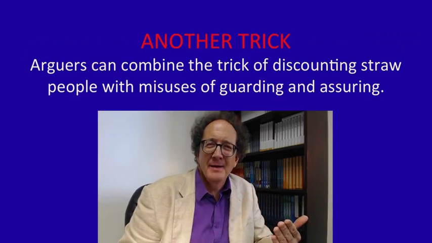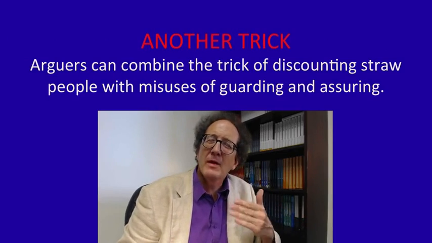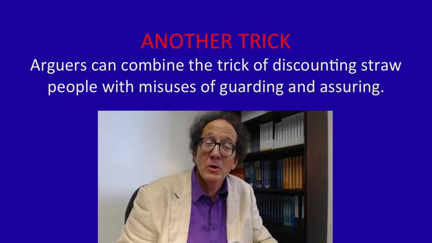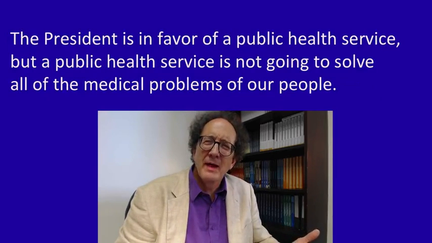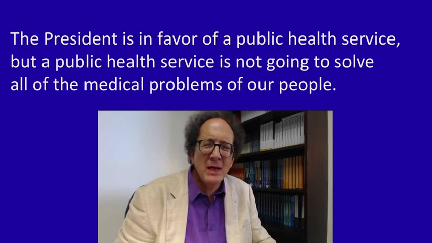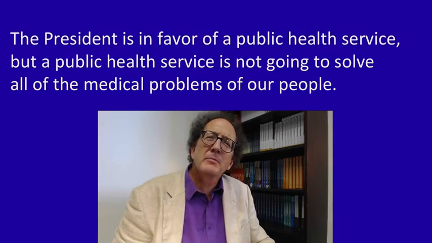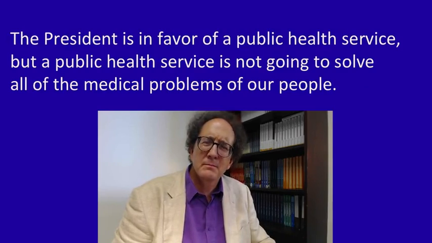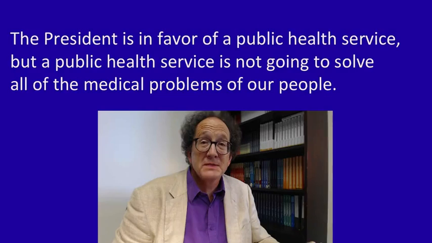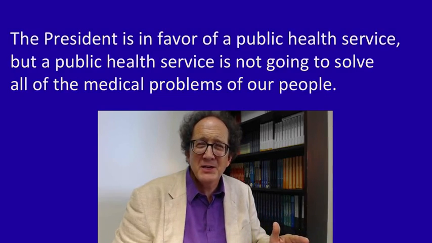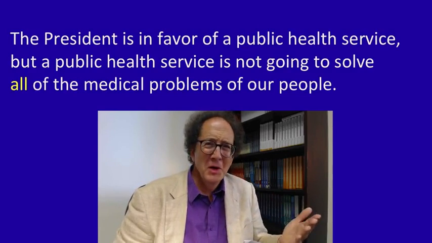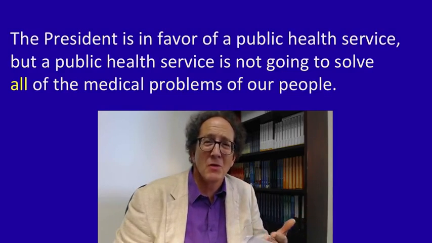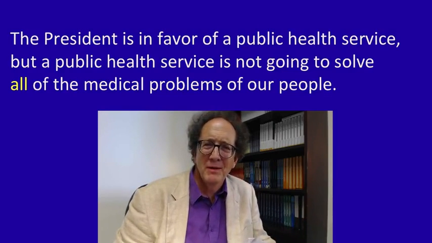You can combine this trick of discounting straw people with other tricks that we saw for other words. So suppose somebody says, well, the president is all in favor of some kind of public health service, but a public health service is not going to solve all of the medical problems of our people. So I think the president is off on the wrong track. Well, notice what's happened here is you've discounted the objection that the public health service is going to solve all of the medical problems of our people. Who ever thought that a public health service would solve all of the medical problems of the people?